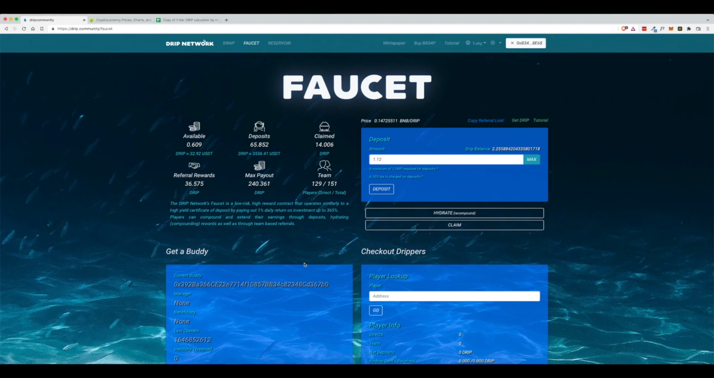Just make sure the very first time, 1.12, and then any time after that, you don't have to do the 1.12. You could deposit 1 every single time because there is a minimum of 1 drip required for deposits. But just know that every single time you do that, there is a 10% tax that is applied. So it doesn't matter if you deposit 1 today or you deposit 10 tomorrow and then you deposit 25 the next time you deposit anything, you're going to get charged 10% no matter what. So it's the same percentage based on how much you're depositing.